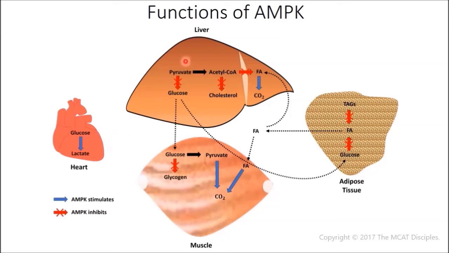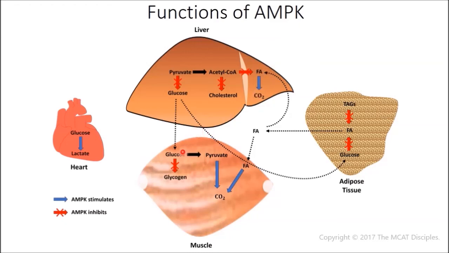At liver, AMPK will be active when there are high levels of AMP, when we have no energy. So you're going to inhibit gluconeogenesis at liver. You're going to inhibit cholesterol synthesis at liver. You're going to inhibit fatty acid synthesis at liver. Okay, and you're going to increase beta oxidation to form ATP at liver.